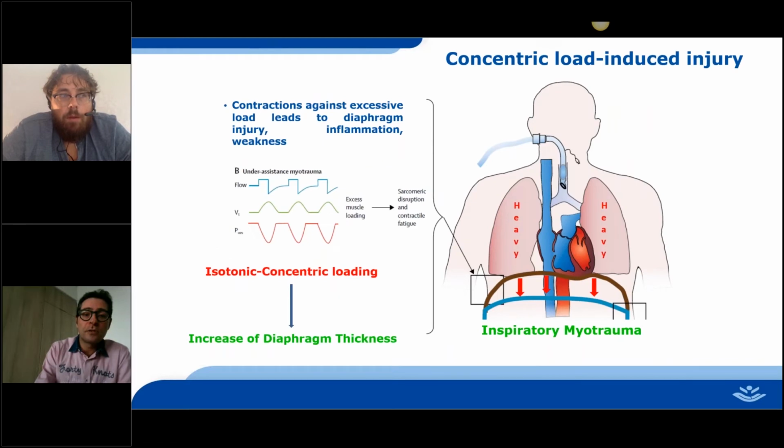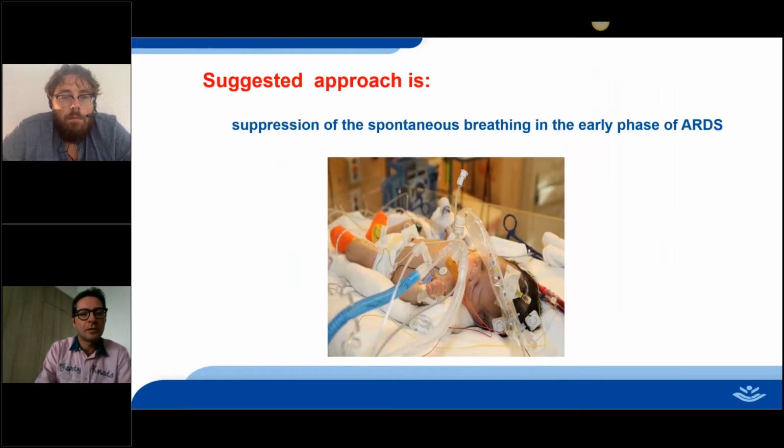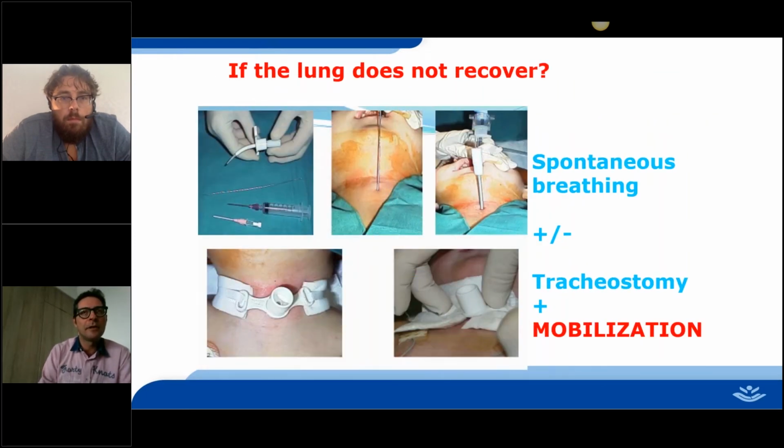Vigorous spontaneous effort is also associated with important contraction of the diaphragm, the isotonic, shortening contraction, and this increases the diaphragm thickness. And this is what we want to avoid in our patient, because increasing the diaphragm thickness is associated with ventilation-induced lung injury. So our suggested approach in this patient with early phase of ARDS is passive ventilation, and if the lung doesn't recover and we need to stay more time on ECMO, for sure, we skip on spontaneous breathing, associated or not to the tracheostomy and to mobilization of the patient. So this is for the chronic part of the ARDS.